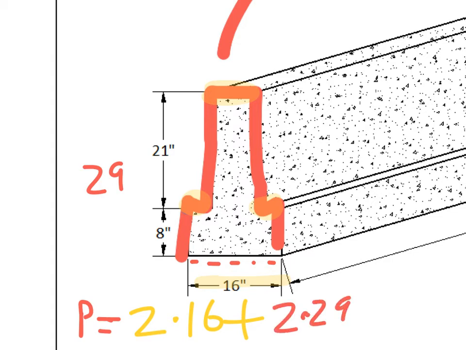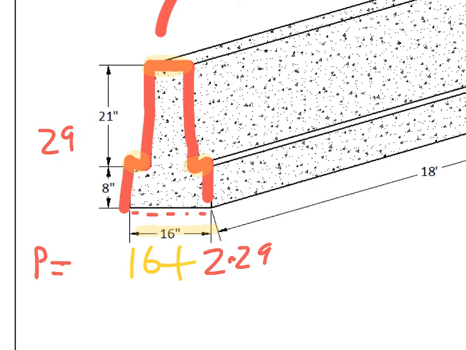Now, I got to actually fix this here because I just said 2 times 16, but remember we're not doing the bottom. Okay, so I don't need 2 because we're not using the bottom. So 16 plus 2 times 29, well 2 times 29 is 58. So 58 and 16, well that's going to give us 74.